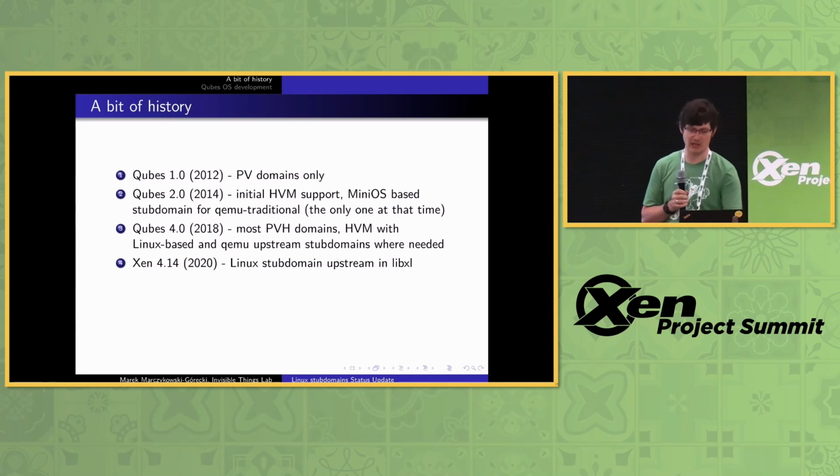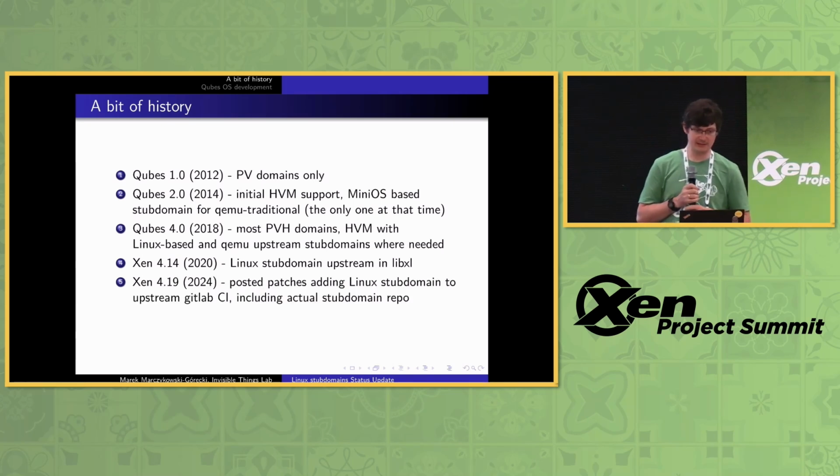And then 4 more years later, there is a repository with a generic stubdomain version that is compatible with the upstream libxl version with no Qubes-specific parts. And there are patches on the mailing list that include that in GitLab CI. So it's actually tested to remain compatible.